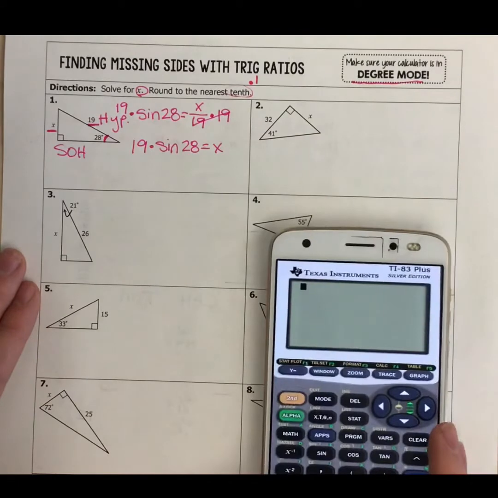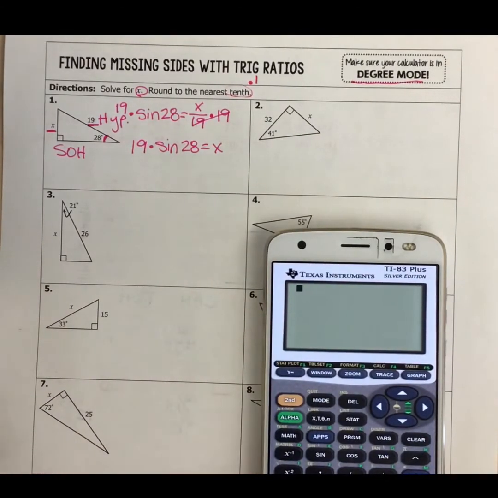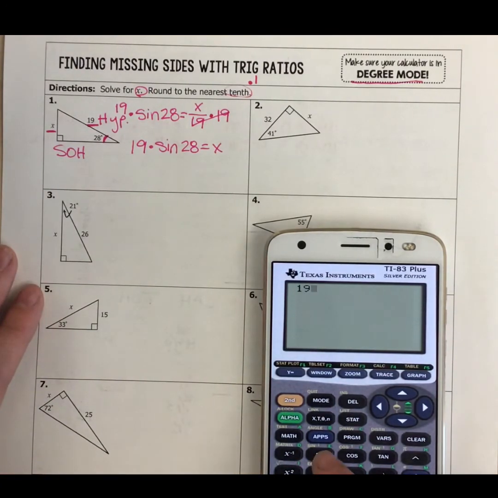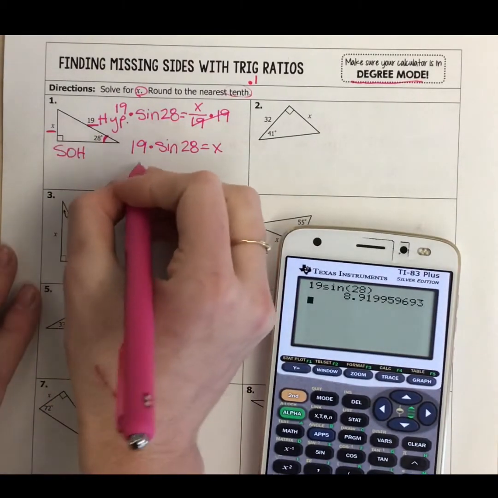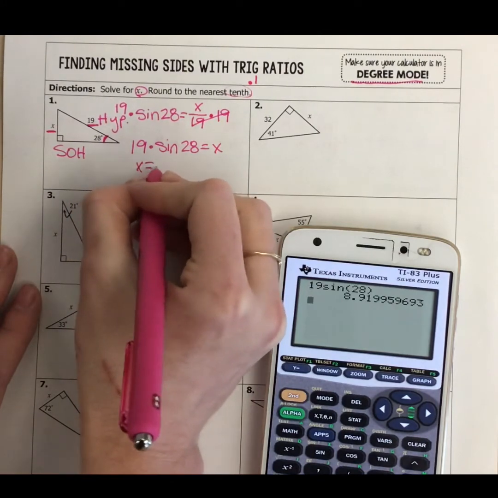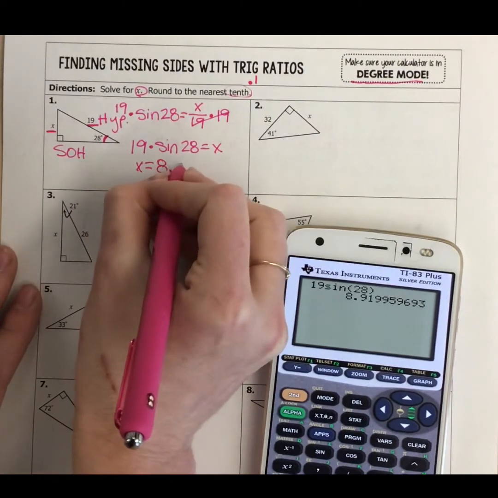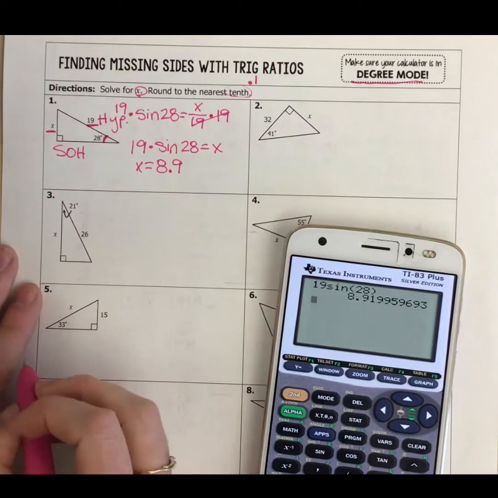We're going to be able to figure out how to find x in this example. So all I have to do is type in the problem exactly as it's stated. 19 sine, which is its own little button, 28, and you hit equals. So this tells me that the measure length of x should be 8.9 if we round to the nearest tenth.